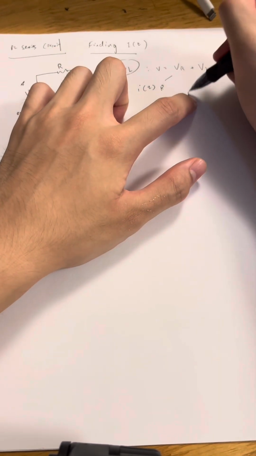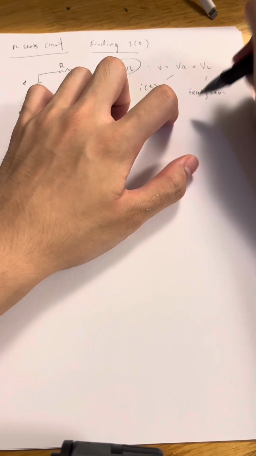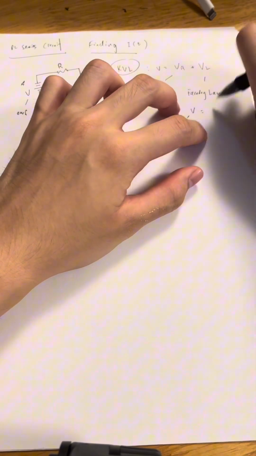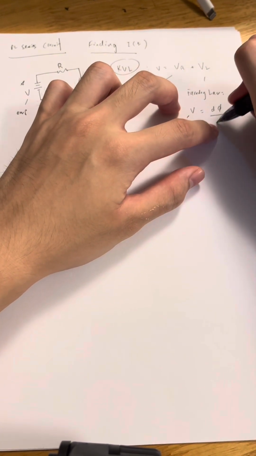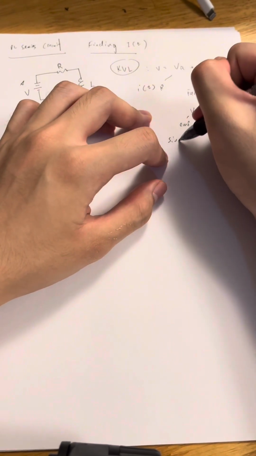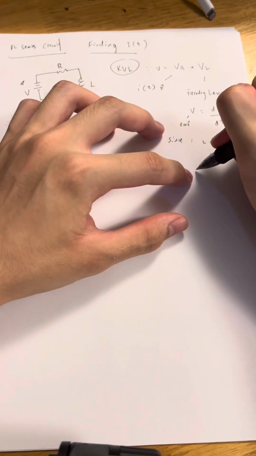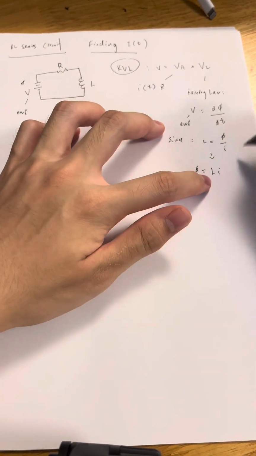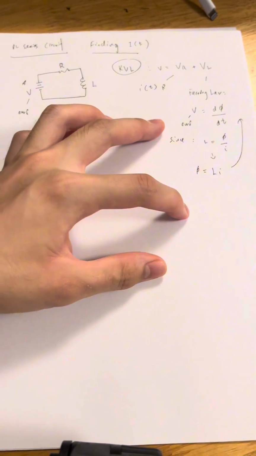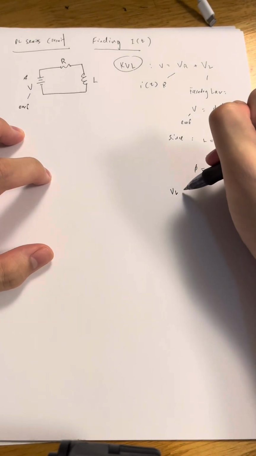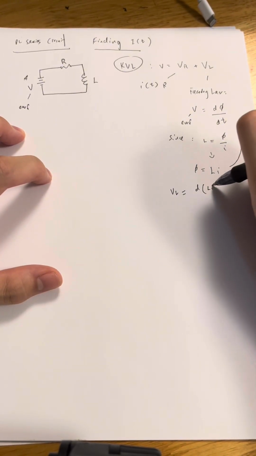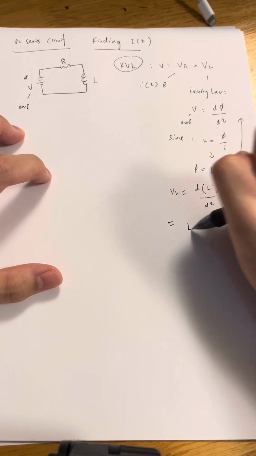Now, with this formula, we know that VR is equal to IR, but VL is the tedious part. To find this, we can first apply Faraday's law, which gives us V, the EMF of the battery, equal to dΦ, the flux, over dt. Since the inductance formula gives us flux over I, we transform it into flux equal to Li. Now we sub this Li into this formula, which gives us VL equal to d(Li) over dt.